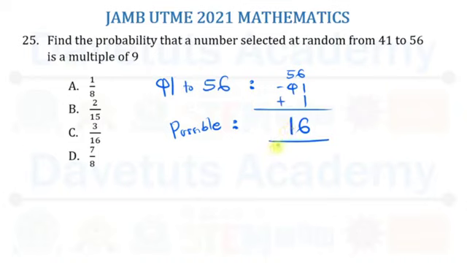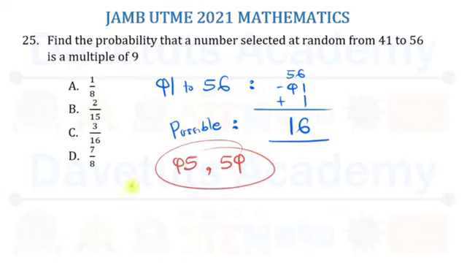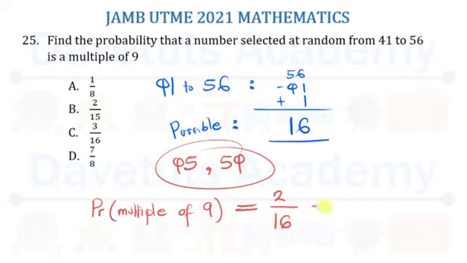How many numbers between 41 and 56 are multiples of 9? 9 times 5 is 45. So I have 45. Okay. 9 times 6, that is 54. So I have 54. And it's only those two that are featurable in this particular range. So the probability of picking a multiple of 9 is nothing but the number of occurrence here is 2 over the total possible is 16, and that will be 1 over 8. So option A here is the correct answer.